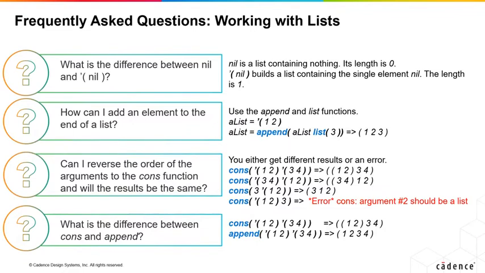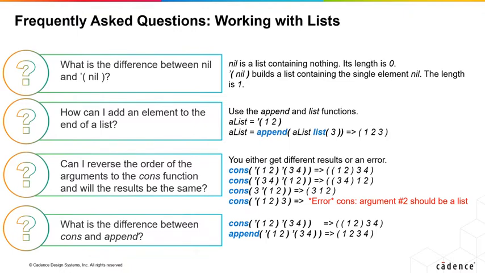The first question is, what is the difference between nil and the list containing nil? Nil is a list containing nothing. It's the empty list. Its length is 0. However, we can create a list with nil in it. This builds a list containing the single element nil. And in fact, if we check it, the length is 1.